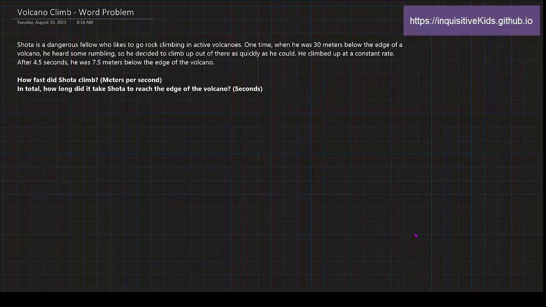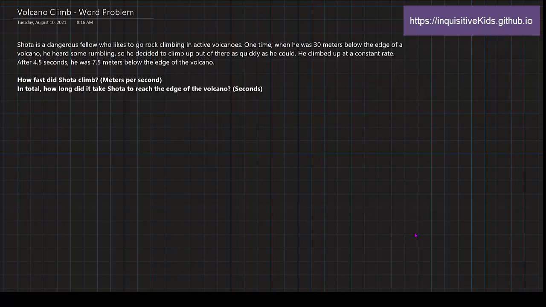Volcano climb. Word problem. Shota is a dangerous fellow who likes to go rock climbing in active volcanoes. One time, when he was 30 meters below the edge of a volcano, he heard some rumbling, so he decided to climb up out of there as quickly as he could. He climbed up at a constant rate.